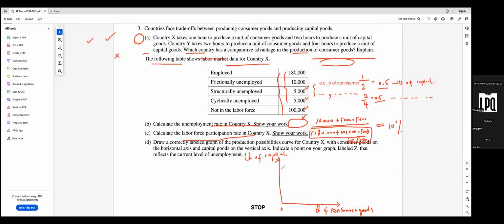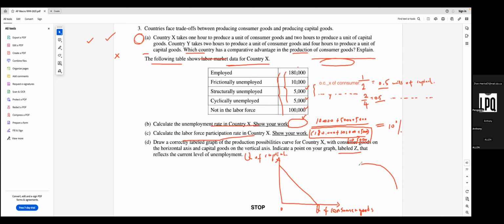So one question is, we learned two types of PPC. You can either do a straight line PPC or a concave PPC. Either is okay. If you draw a straight line, that's fine. If you draw a concave, curved PPC, that's totally fine. But the last step is to label the point Z. How did you find point Z? It reflects the current level of unemployment. What is the current level of unemployment?